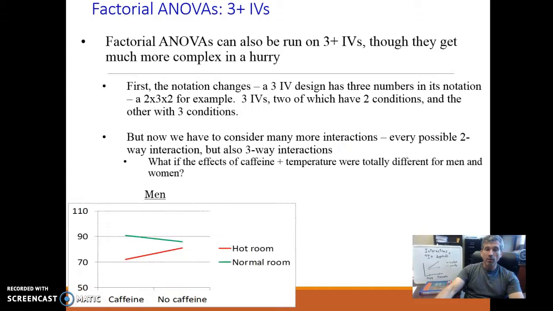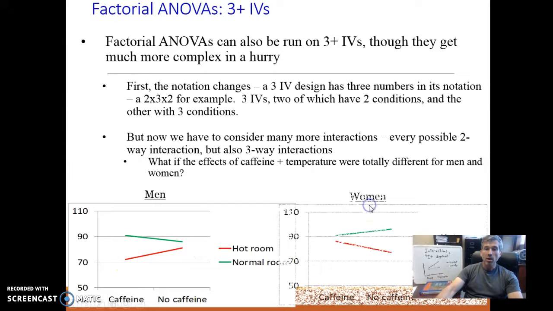So we might find, for example, that for men, the pattern looks like this. This is the pattern of data we already saw. Caffeine consumption hurts performance in a hot room, helps it in a normal temperature room. But let's say for women, we found this pattern. This is exactly the opposite kind of set of effects. Here, caffeine consumption is positive in a hot room and detrimental in a normal temperature room. We see an exact reversal here. Caffeine and temperature still interact, but that interaction is qualified, it's altered, it depends on the gender of the participant.